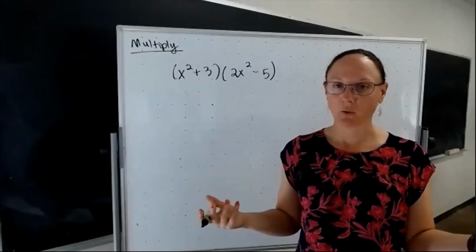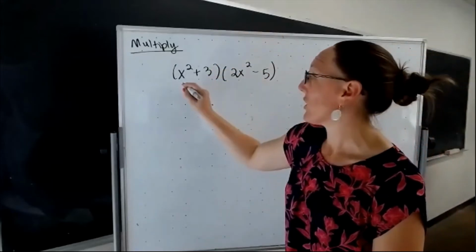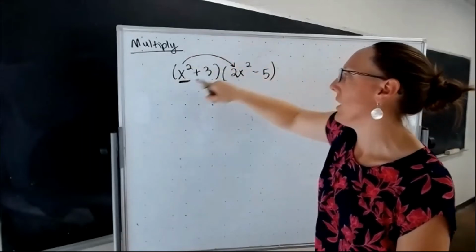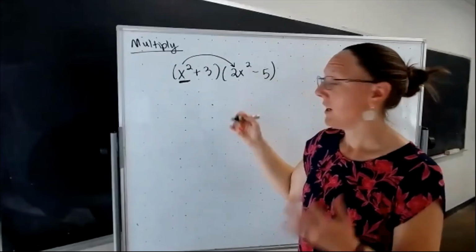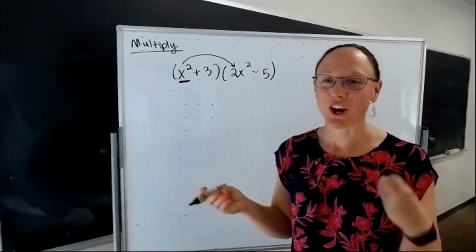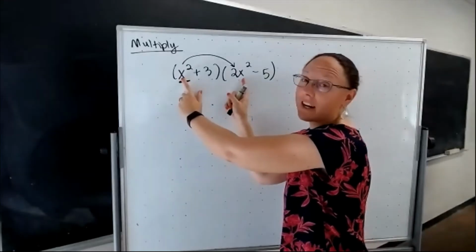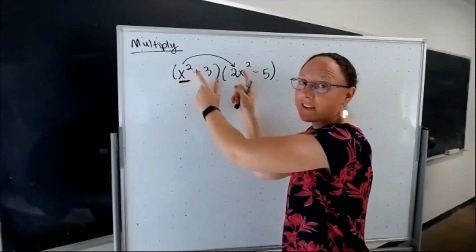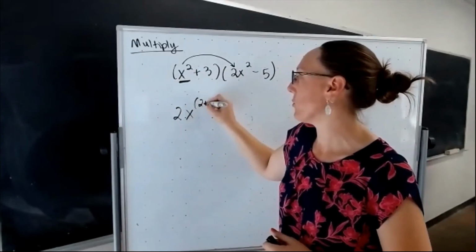I'm going to go ahead and use the rainbow method. So I'm going to take my first term and rainbow it in. So x squared times 2x squared. Just a review from yesterday when we were talking about those exponents, because I'm going to have an x squared times another x squared, they've got the same base, so I'll add those exponents. So I'll have 2x to the 2 plus 2.